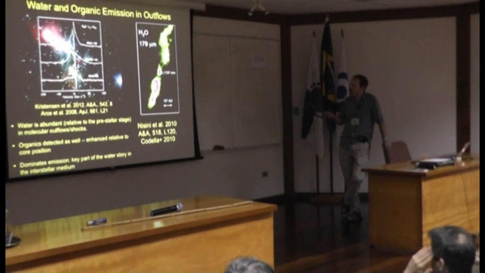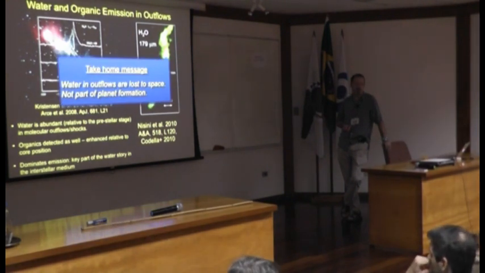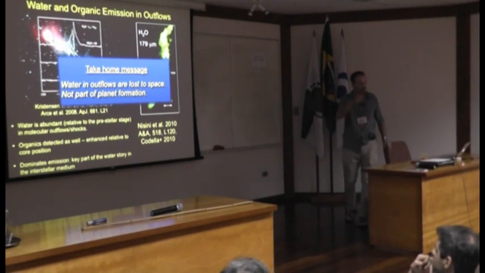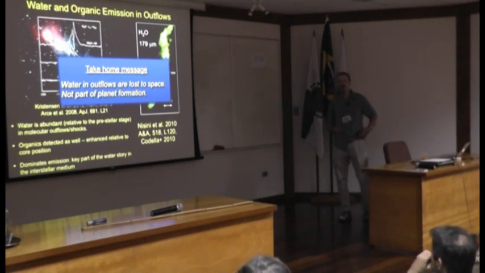Okay, we also detect organics in outflows as well. But this is not the story of an interstellar medium. This is the story of planet formation. This stuff is being thrown out into space. It's going to be destroyed by photons. So it's gone. It's going to go back to atoms and be part of the interstellar cycle of star and planet formation.